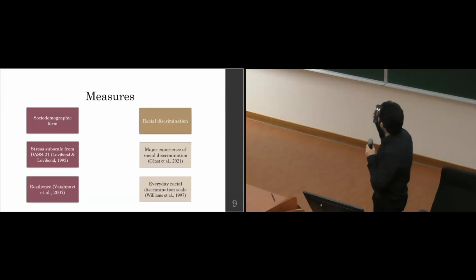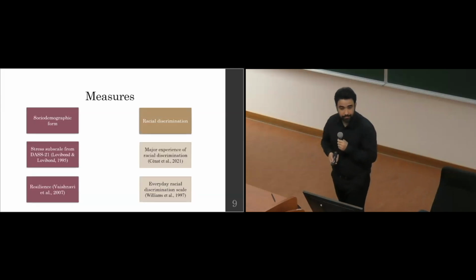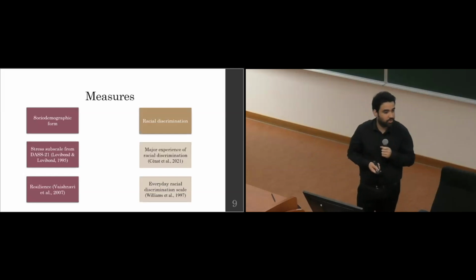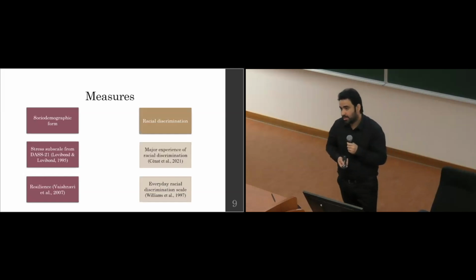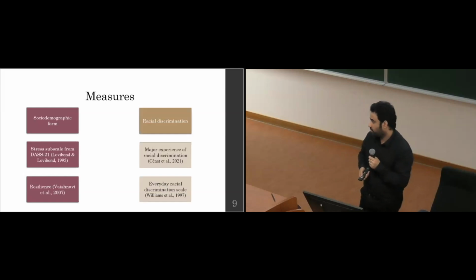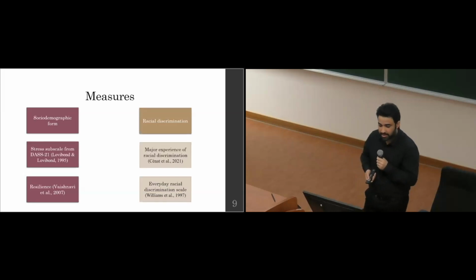These are the measures that we use in the current study. Participants completed a socio-demographic form. They also completed a stress subscale from the Depression Anxiety Stress Scale, which contained 21 items. They also completed a resilience measure that included 2 items. We also used 2 measures to measure racial discrimination, everyday racial discrimination and the measure of experience of racial discrimination.